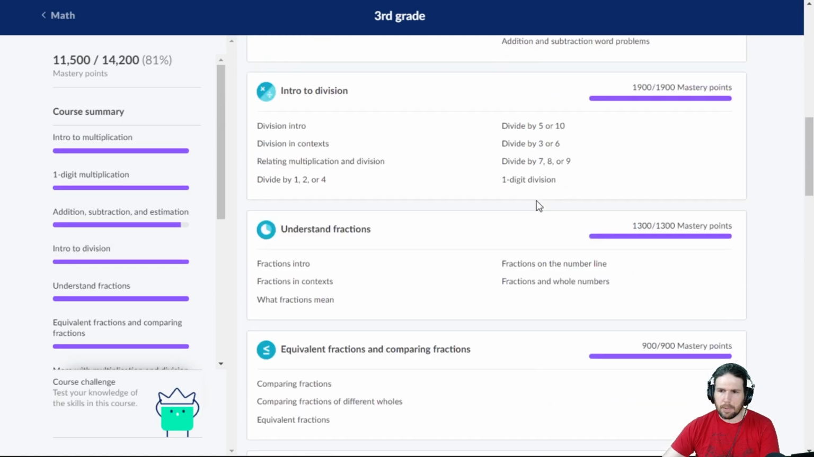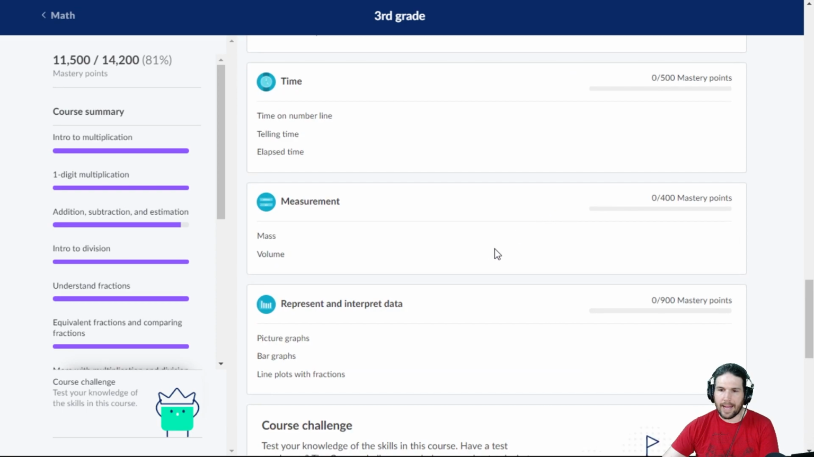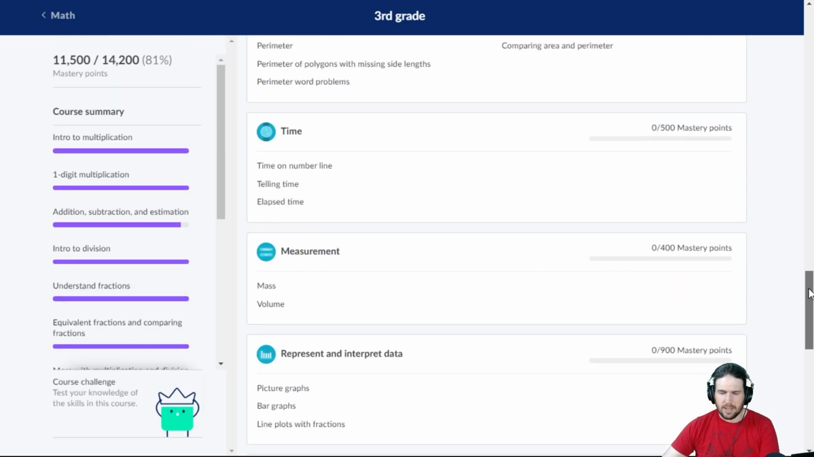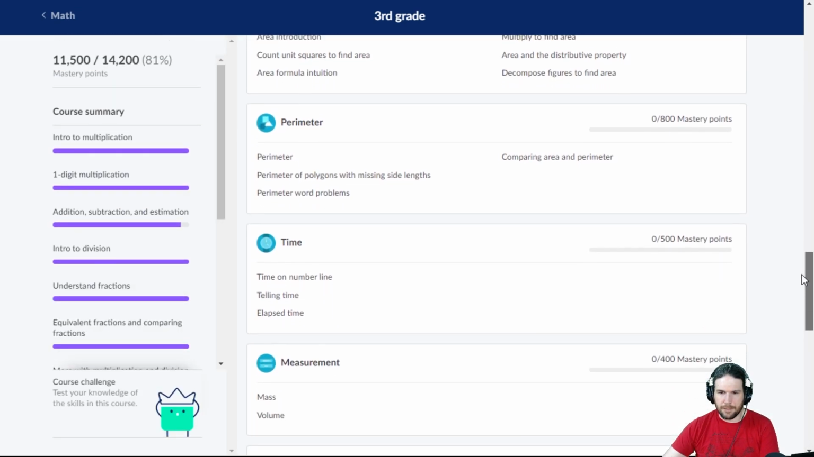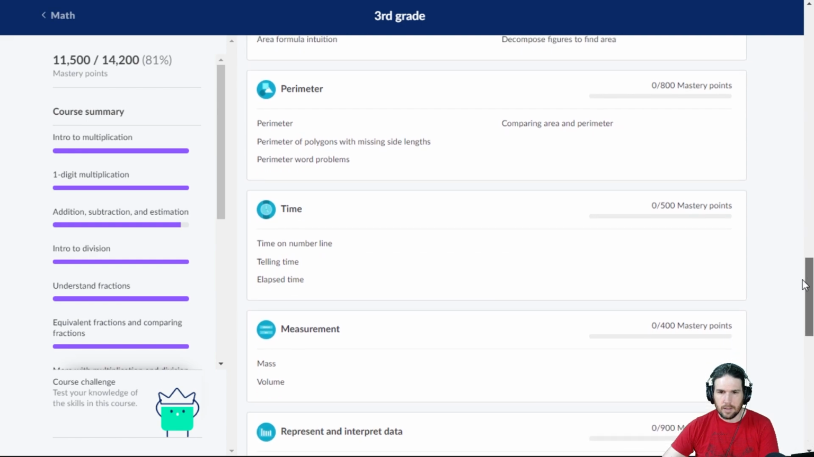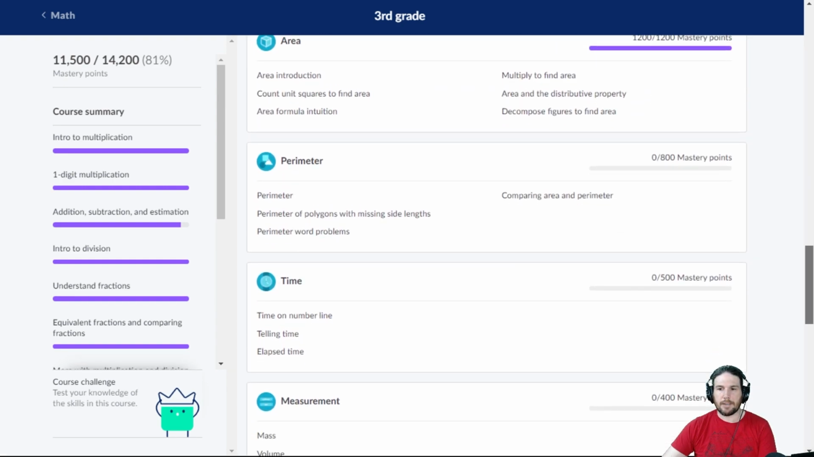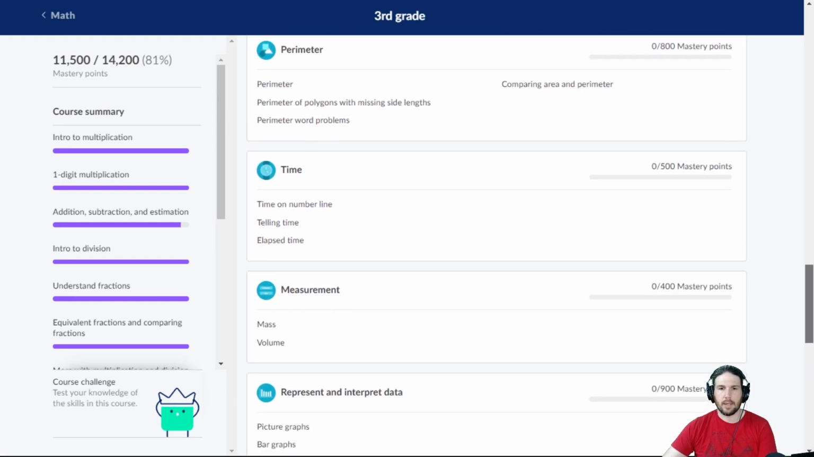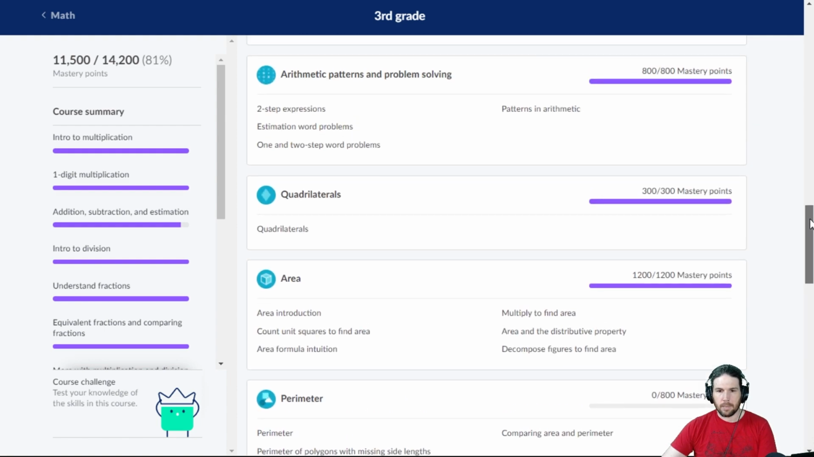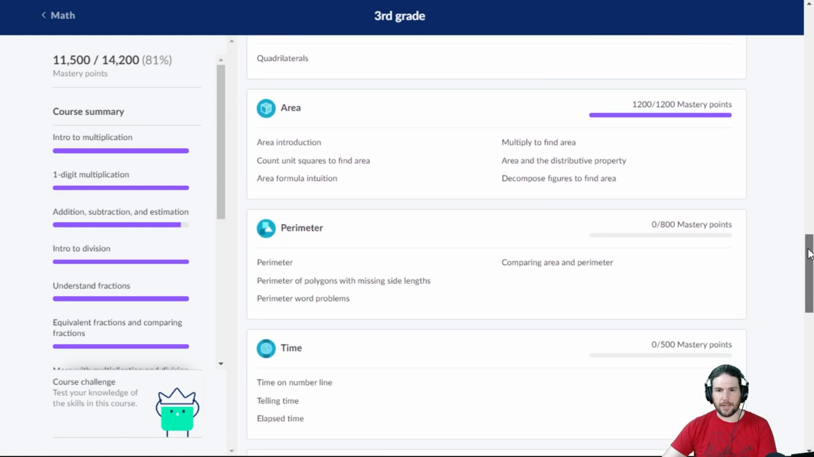Let's keep plugging away at some of these. Is there anything that I want to do really fast? Perimeter is good, but I kind of want to do it justice by being able to go slow. Time, I definitely want to enjoy. I think we can probably finish this grade next time.